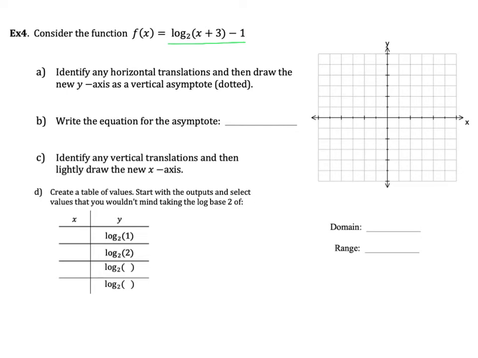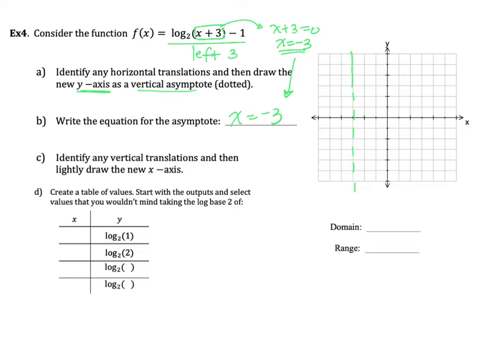Well, we can see right here, we're going to have a horizontal translation. It's going to go left 3, right? So if we go left 3, that means my new y-axis is going to be 1, 2, 3. So this is my new y-axis here, which is my vertical asymptote. So my vertical asymptote is at x equals negative 3, right? So if x plus 3 equals 0, this gives you your vertical asymptote.